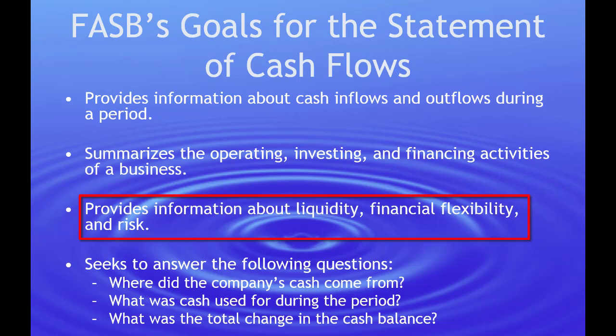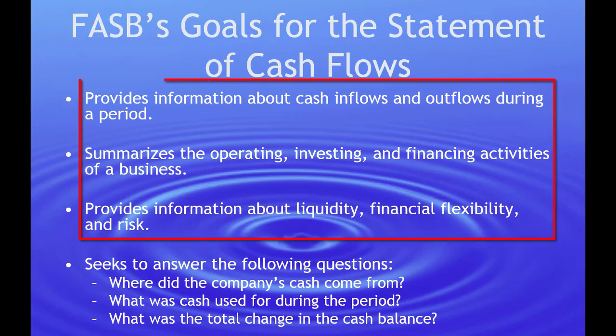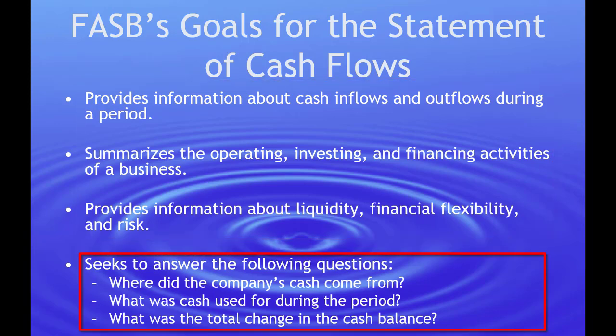So all three of these are important pieces of information that all work together to give us a feel for whether or not we've got enough cash on hand. In addition to these three specific goals, FASB's also listed out three questions that they think the statement of cash flows should answer. And they're really basic questions. There's no rocket science here.